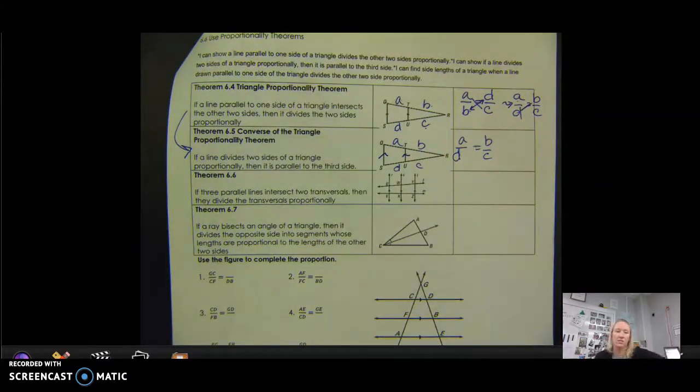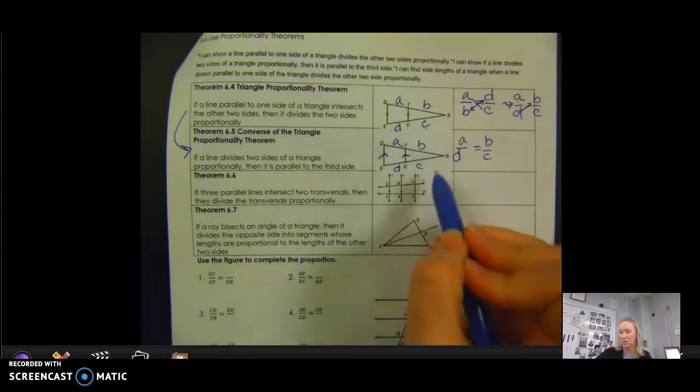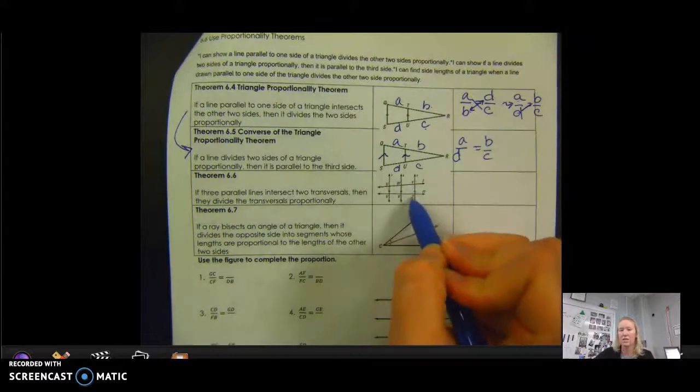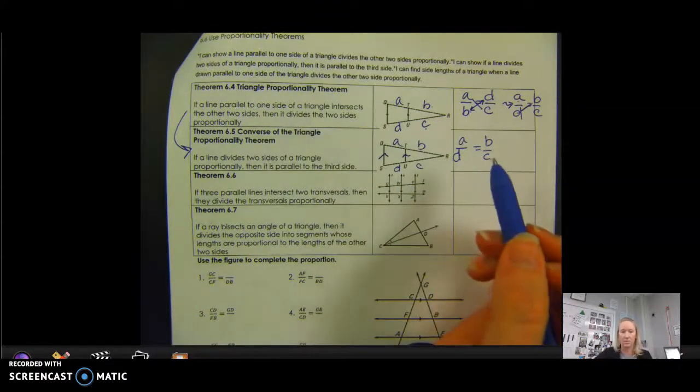Theorem 6.6: if 3 parallel lines intersect 2 transversals, then they divide the transversals proportionally. Okay, so essentially the same thing here. We just have 3 lines instead of 2. We still have pieces that are proportional, so I can set up those proportions.